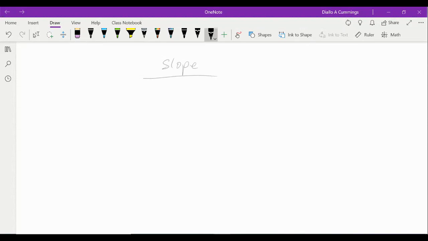The mathematical notation for the slope is m. And in a physical sense, the slope is equal to the rise over the run. And we also have a formula when we are dealing with points, the slope through 2 points: y sub 2 minus y sub 1 over x sub 2 minus x sub 1.